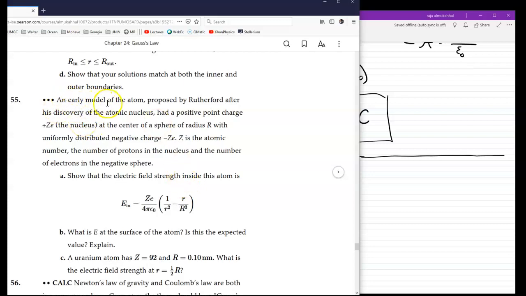It says an early model of the atom proposed by Rutherford after his discovery of the atomic nucleus. He's the one who discovered the nucleus. It has a positive point charge. What he said when he discovered it was that there has to exist a central massive object inside the atom, and that massive object is positive. And then there is a smear of negative charges surrounding it. He didn't know the electron yet.